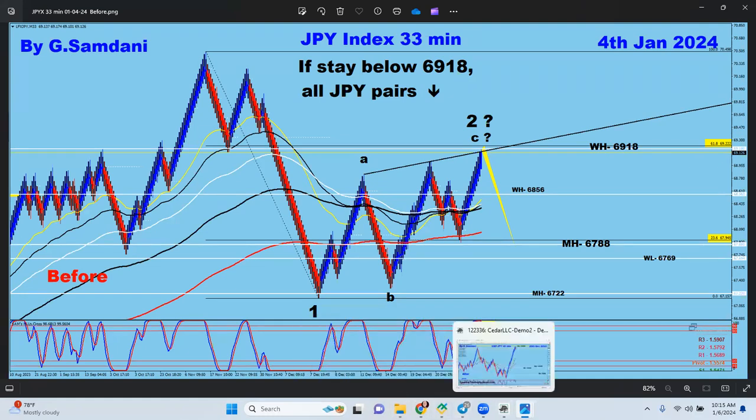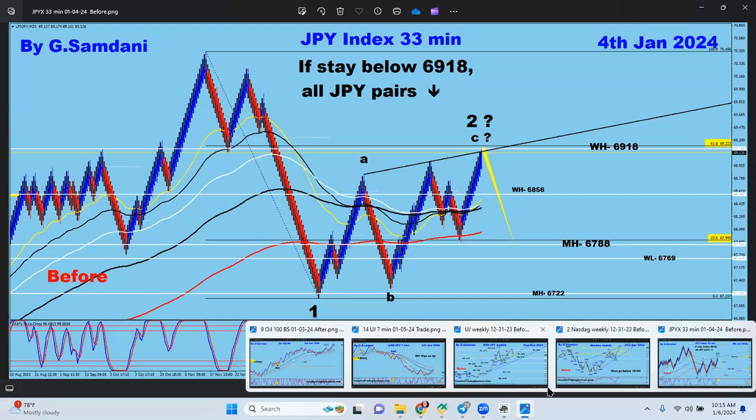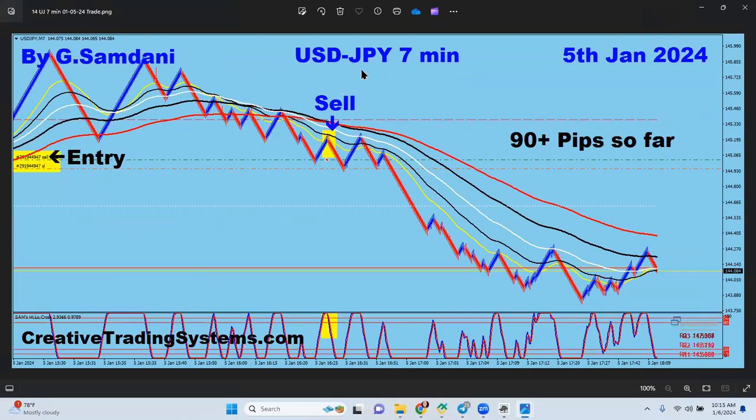And the only good entry I got is from USD/JPY. So I got it, right? It's 90 pips, and I closed it. It may go up again. Who knows, right? So if the yen index stays there and then starts dropping, they will be dropping more to the downside. And next week, I will be all over these yen pairs.